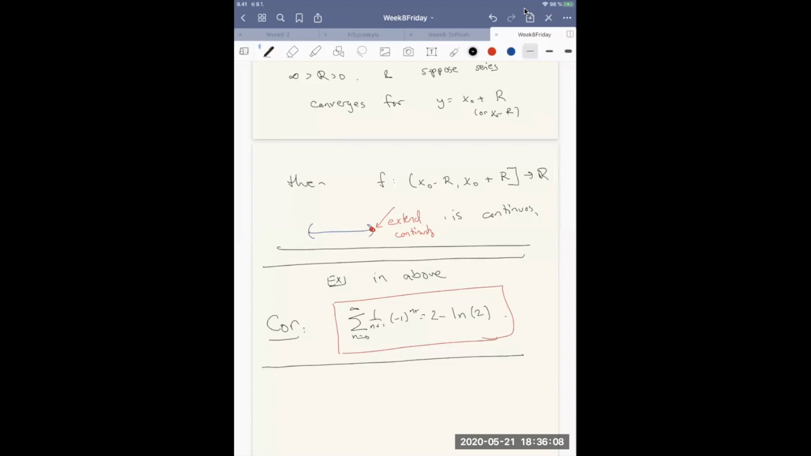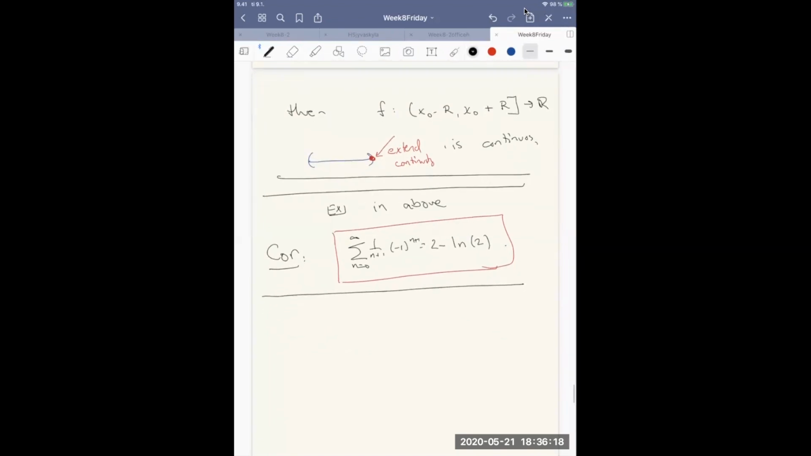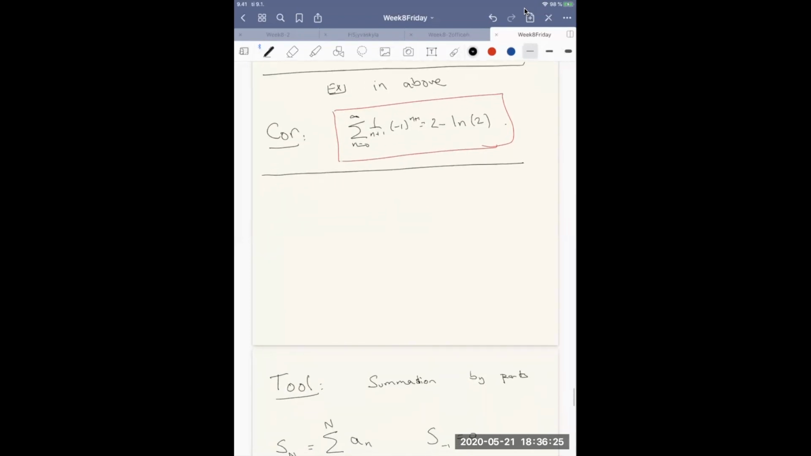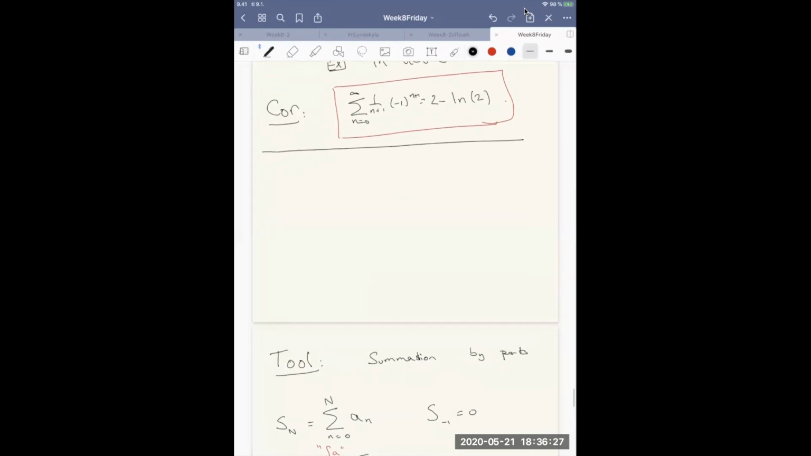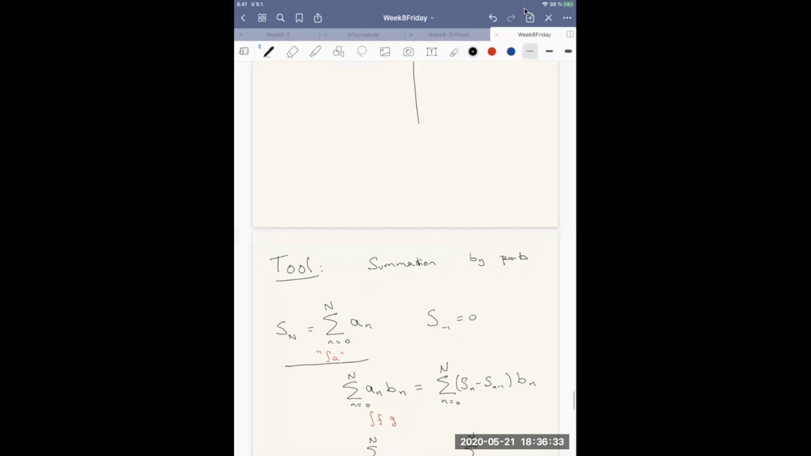As a consequence, by the argument that we gave above, we get the formula that the sum of 1 over n plus 1 times minus 1 to the n plus 1 is equal to 2 minus ln 2. This kind of argument you've used in calculus, actually, but you have not justified them properly. And actually, they're quite difficult to justify. So it's interesting, partly because it justifies such summation formulas. But okay, we need a tool for this.